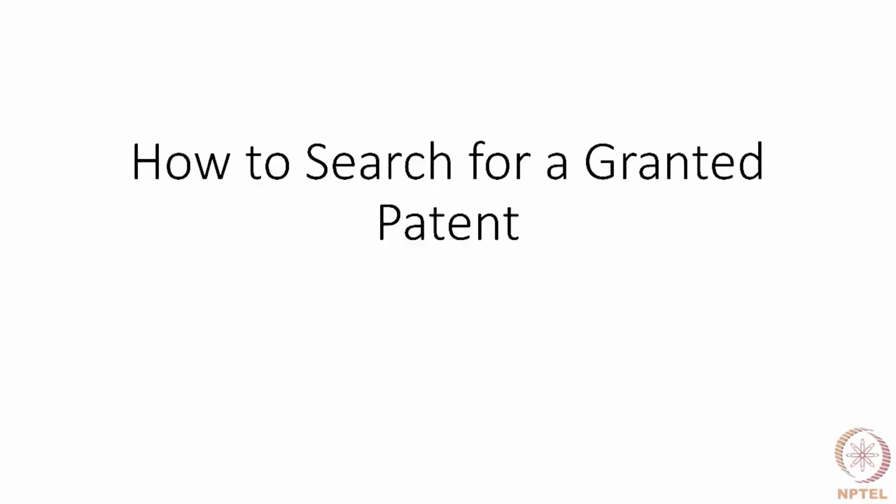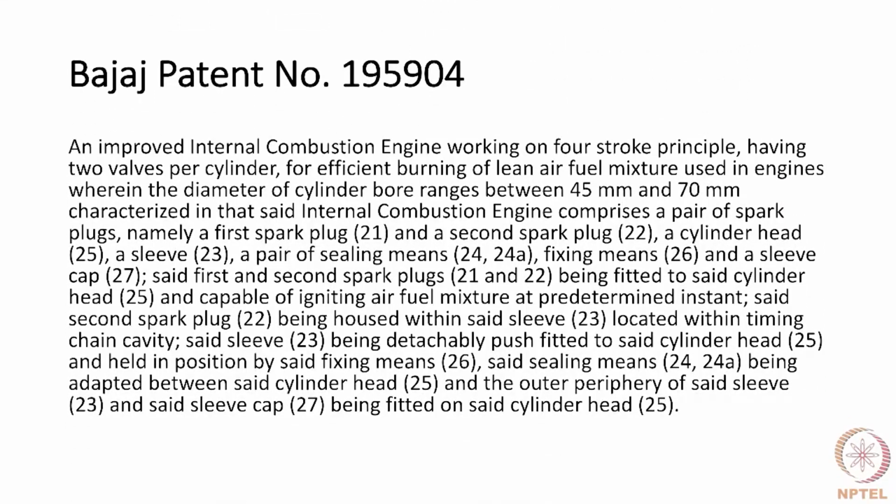How to search for a granted patent. Now, if you are interested in searching for a granted patent, the first thing you will need is the patent number. For this illustration, we have chosen the Bajaj patent number 195904, which was the patent that was contested in the dispute between Bajaj and TVS.